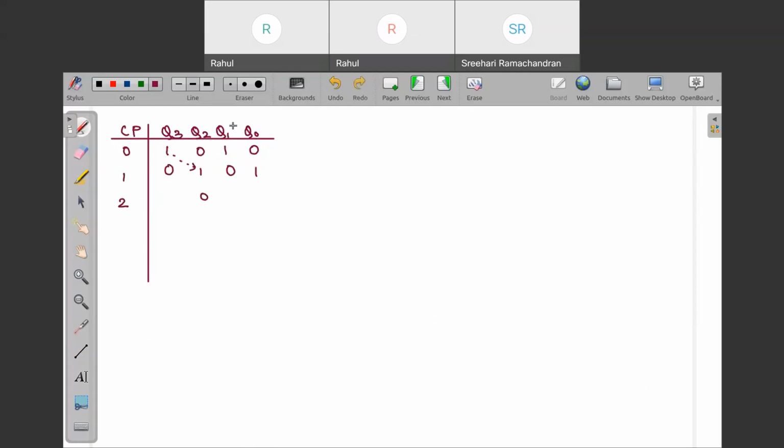Okay, let me use some different color. Okay, and this 0 will come over here. Now in the next case, this 0 will come over here, 1 will come over here, and this 0 will come over here. So 1 0, and this 1 will come over here. So you can see this is being repeated in just 2 clock pulses. So basically this will be 1 0 1 0, and the next state will be 0 1 0 1. Okay, and again you are back at this state.